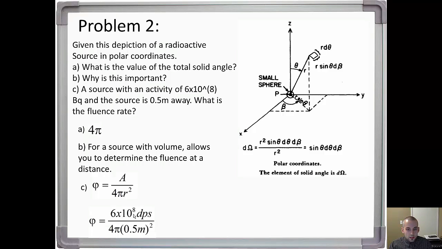Activity, 6 times 10 to the 8 per second over 4 pi, 0.5 meters squared. And we can calculate the fluence rate at that point, 0.5 meters away from the source. Answer is 1.91 times 10 to the 8 meters to the negative 2 seconds to the negative 1.